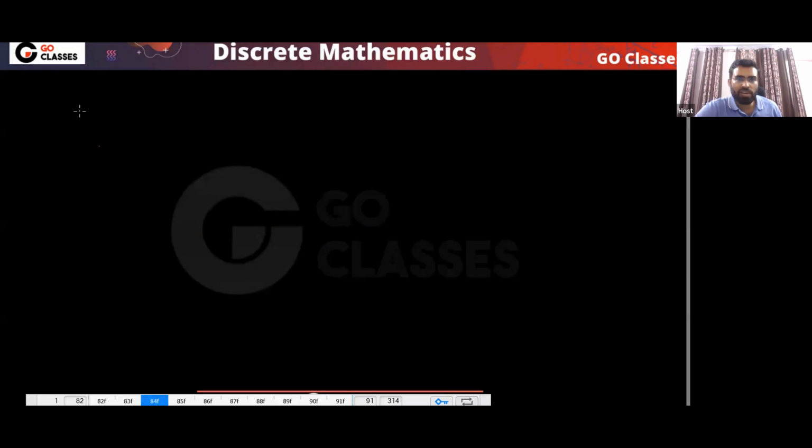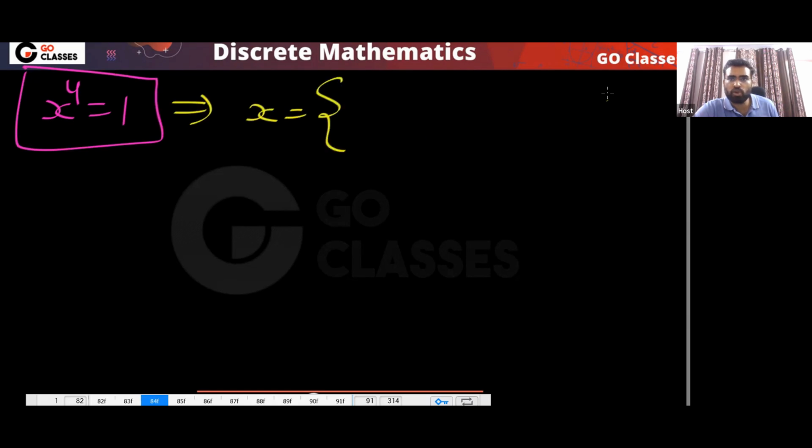Now remember, we can also find the solutions of x power 4 equal to 1. Anyone want to tell me what the solutions are? There will be 4 solutions. x equal to 1 will satisfy. x equal to minus 1 will satisfy. x equal to iota will satisfy. x equal to minus iota will satisfy. How? From where are we getting this? Because remember, what is this x?